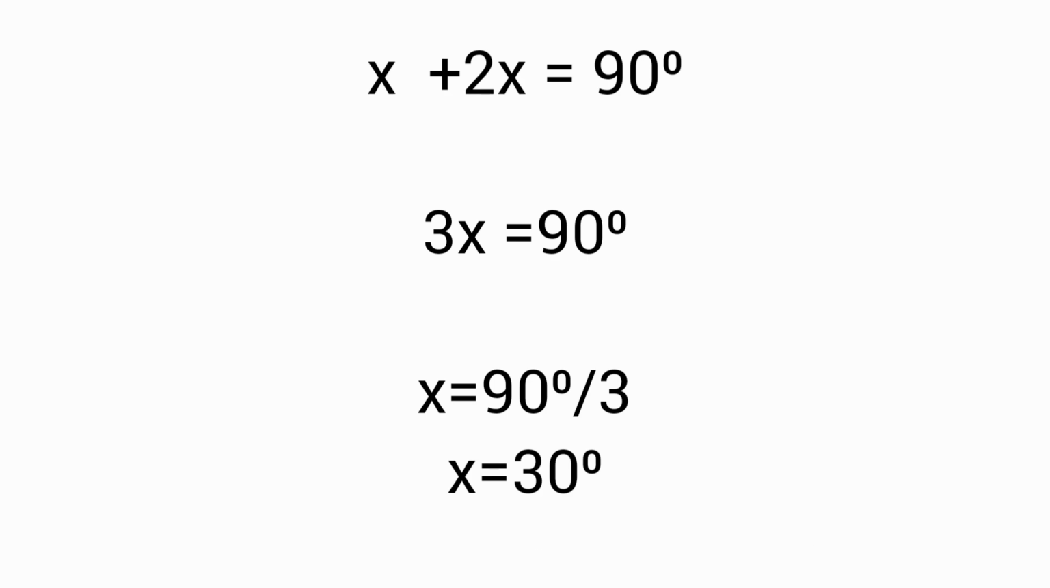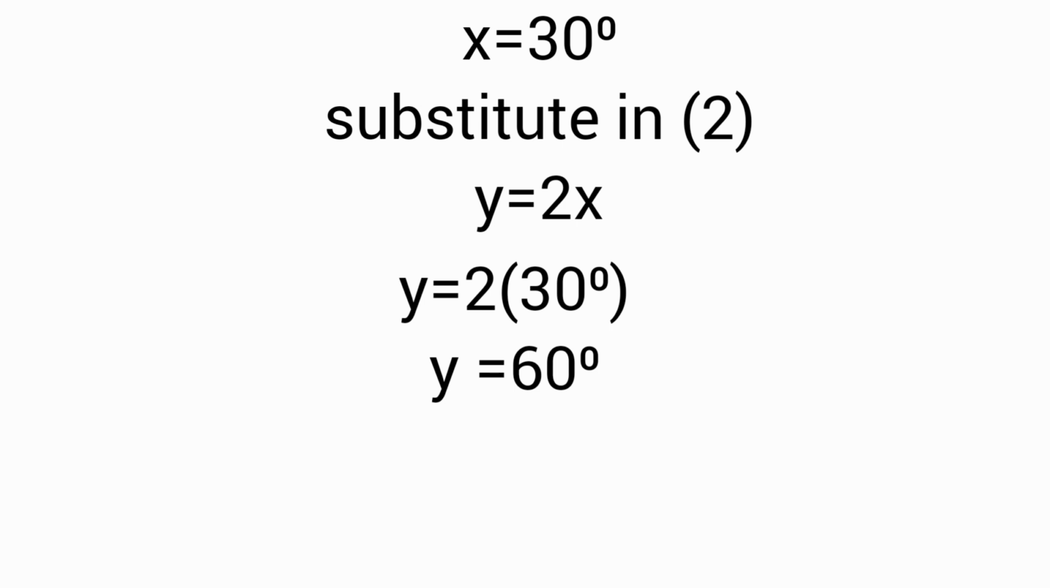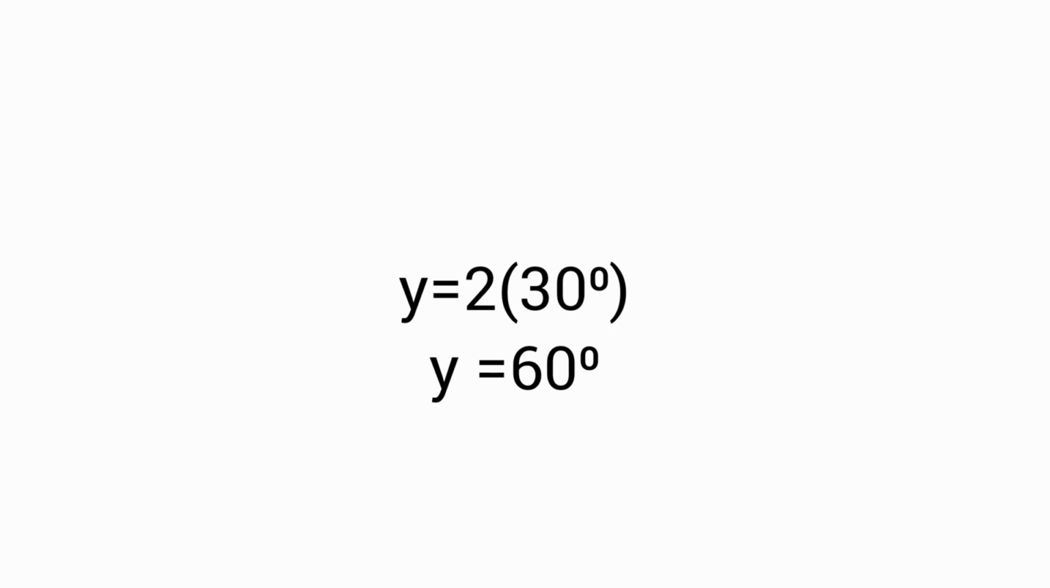equation. So x plus y equal to 90 degrees becomes x plus 2x equal to 90, or 3x equal to 90 degrees, which means x equal to 30 degrees. To get the value of y, substitute this back in equation 2. So y equal to 2 times 30 degrees, y equal to 60 degrees.